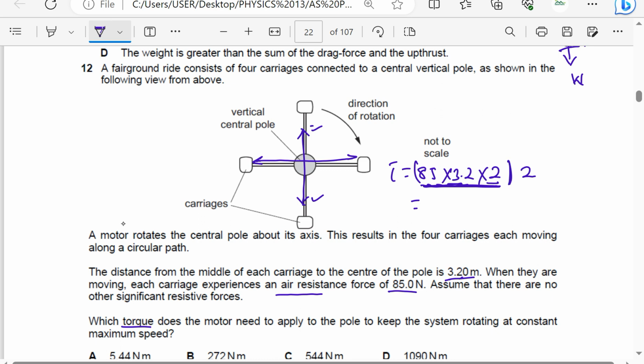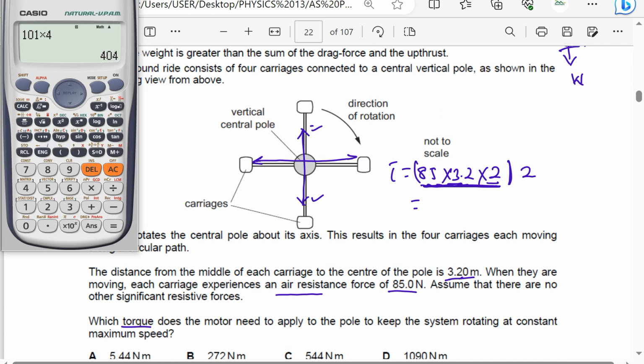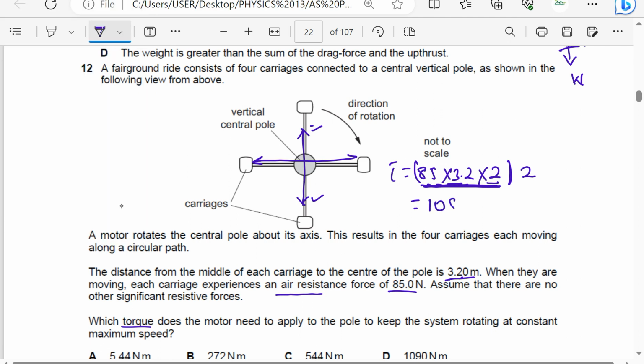Then the torque due to the other two should also be, I just multiply that by 2. So that means it's like multiplying 85 times 3.2 times 4, which gives me 1088. So this is going to be the resultant torque due to air resistance.